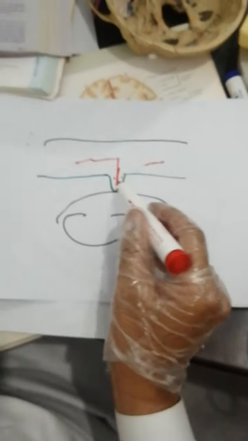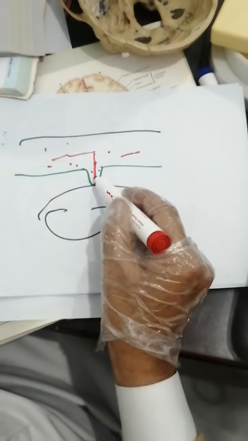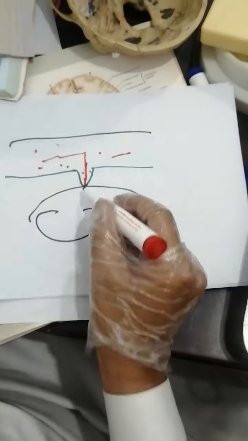Now if any blood vessel wants to go to the brain tissue, what does it do? It takes a fold of pia mater along with it, and then the blood vessel comes over here and is surrounded by a space called the perivascular space, which contains CSF, and then it pierces the pia mater and enters into the brain tissue.